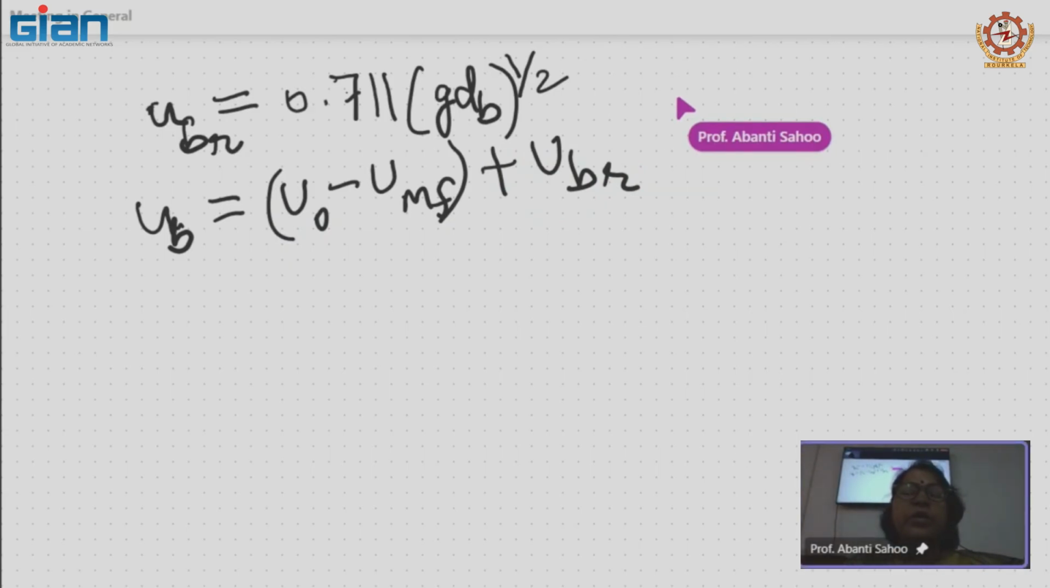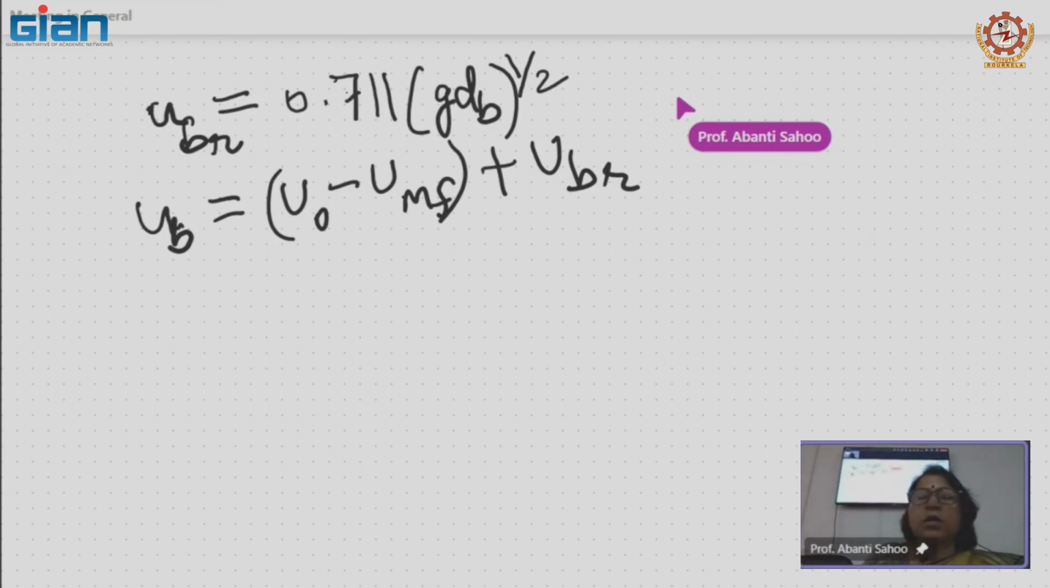How is it coming? See, U0 means at what velocity the gas is coming, the superficial velocity from the bottom. UMF is the velocity at which the solid particles get fluidized. That means the excess velocity will apply some extra pressure on the bubbles to move up, plus the bubble rise velocity. So we get the bubble velocity: the excess velocity above the minimum fluidization plus the bubble rise velocity. That will be the bubble velocity with which it is moving.